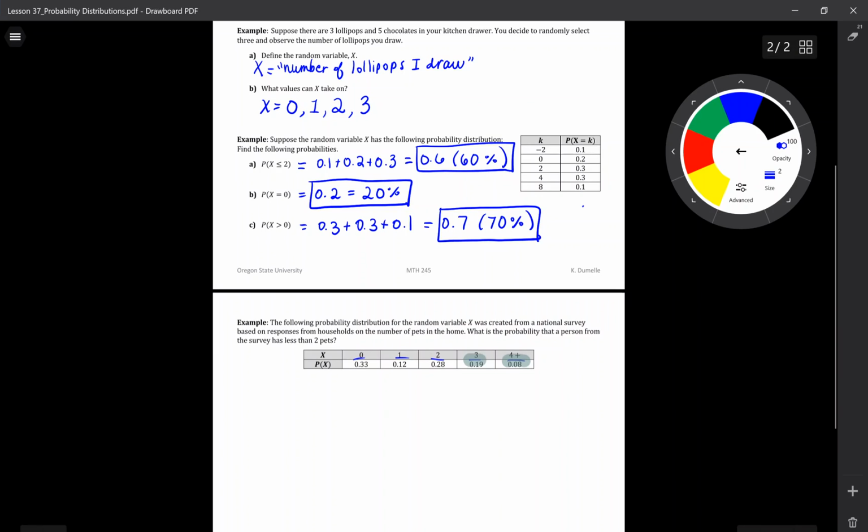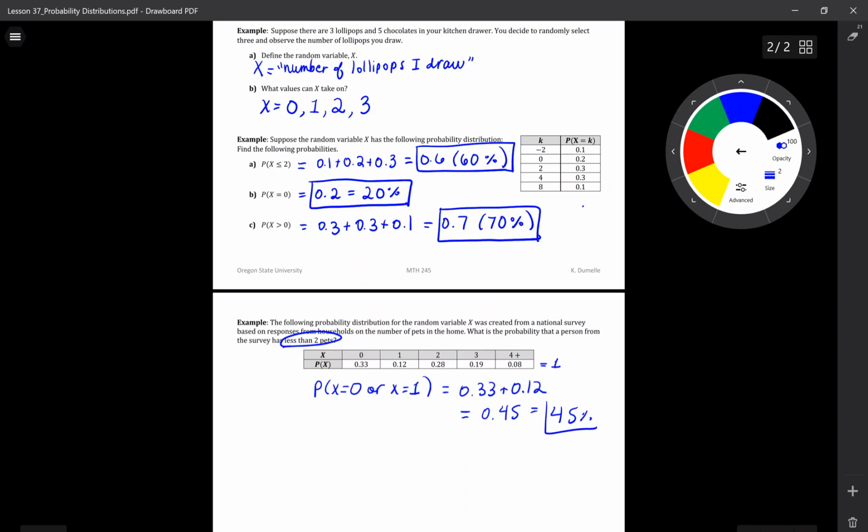So these numbers then should add up to 1. Our probabilities should add up to 1, and they do. If we were to calculate it out, they would add up to 1. And we want to know, what is the probability that a person from the survey has less than 2 pets? Well, if I have less than 2 pets, I have either 0 or 1. So this is the probability that x equals 0 or x equals 1. So this is 0.33 plus 0.12, which is equal to 0.45, which is 45%. So the probability that a person that you randomly select has less than 2 pets is 45%.